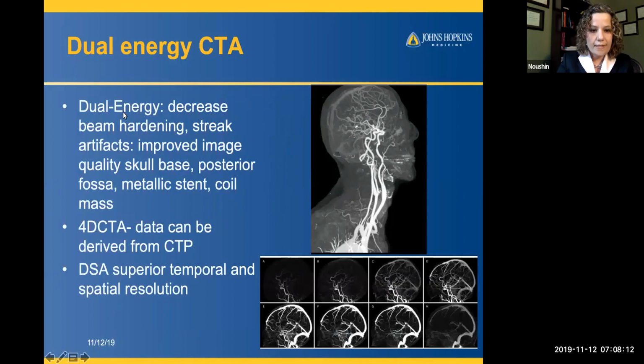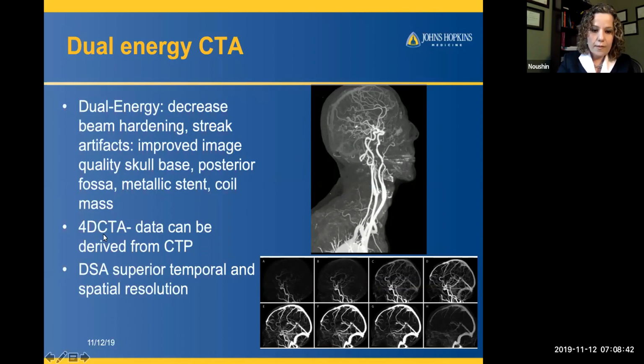Newer techniques such as dual energy CTA can help us with decreased beam hardening artifact, a streak artifact that we see commonly with CT, especially with dental amalgam or like an artifact from osseous structures in the level of skull base and posterior fossa. Also, it can help us eliminate the metallic stent or coil mass artifact that we see. So it can give us a better look at the vessels, even if there is metal around them.